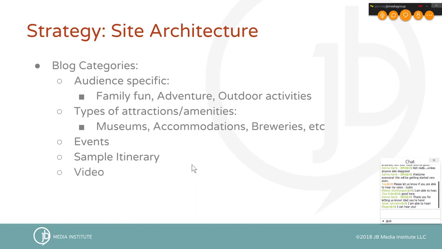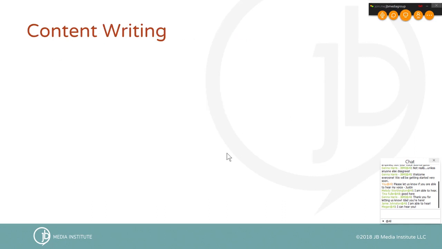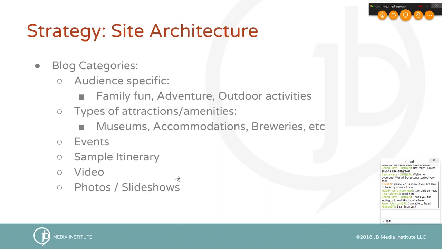Then you could have a category just for blogs that have video in them. So if people want to find the videos, they can click on the video category. And one blog post can have multiple tag categories. So you could have a family fun event blog with a video, and it might appear in all three categories. You might have one specific for blogs that have a lot of photography or slideshows in them. So this is just an example of some places to get you started.